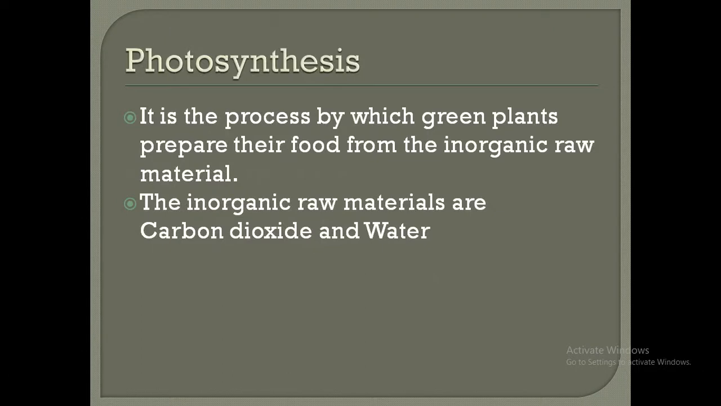Let's define photosynthesis. It is the process by which green plants prepare their food from the inorganic raw materials. The inorganic raw materials are carbon dioxide and water. These two react together to form carbohydrates, in the form of glucose, and oxygen, which is then released into the atmosphere.